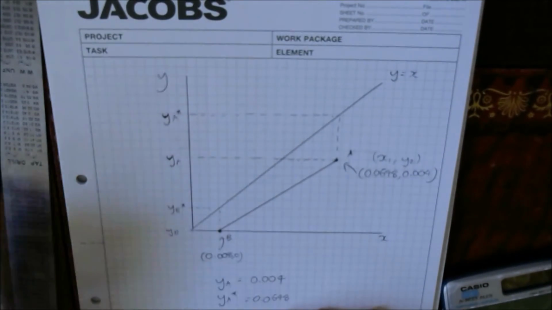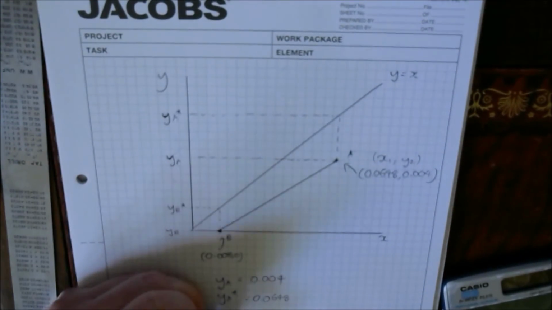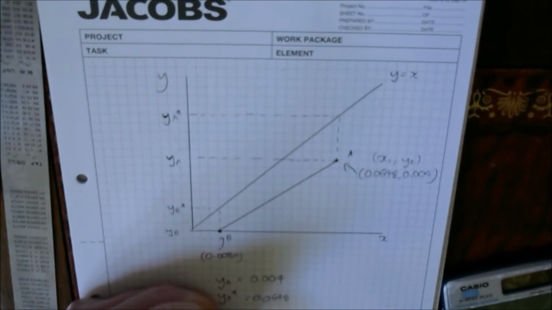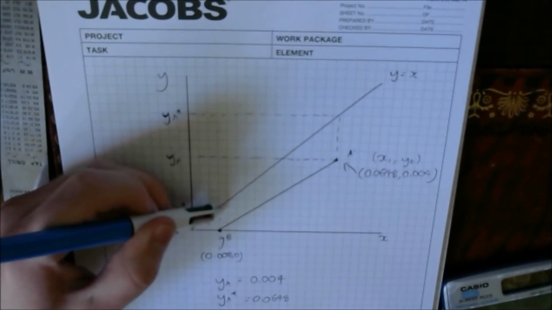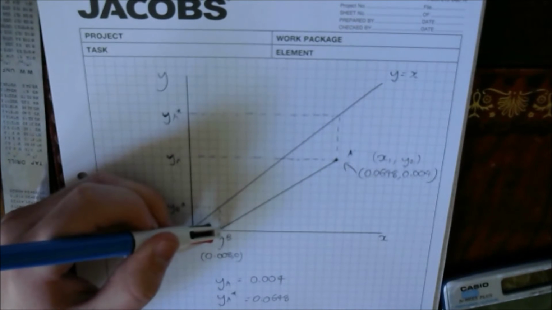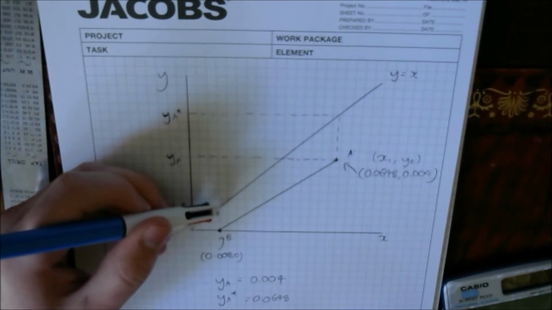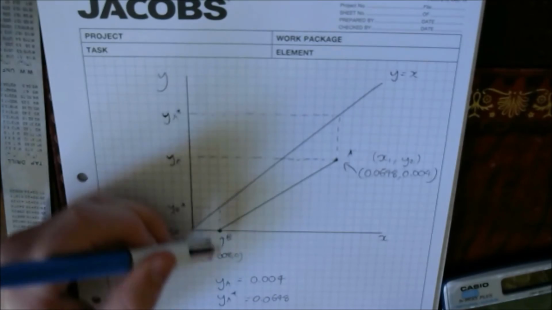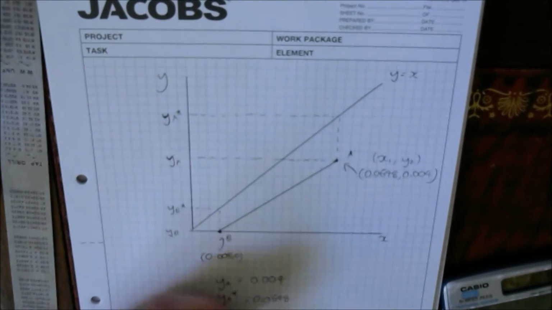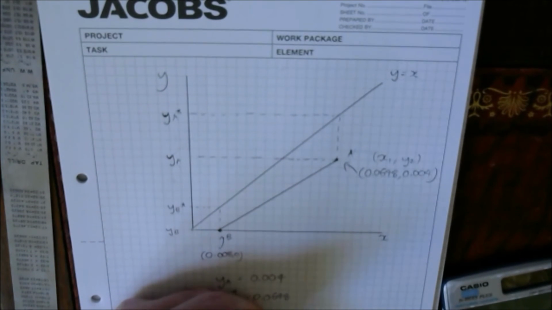And then we do the exact same for point B. So YB is simply going to be 0. It's on the x-axis. And then YB star, again drawing a line up and across, because the x coordinate is 0.008, when y is equal to x, y has to be 0.008 to lie on that curve. So YB star is going to be 0.008.